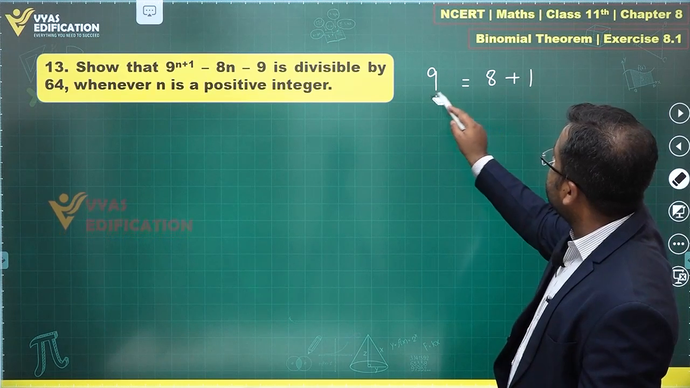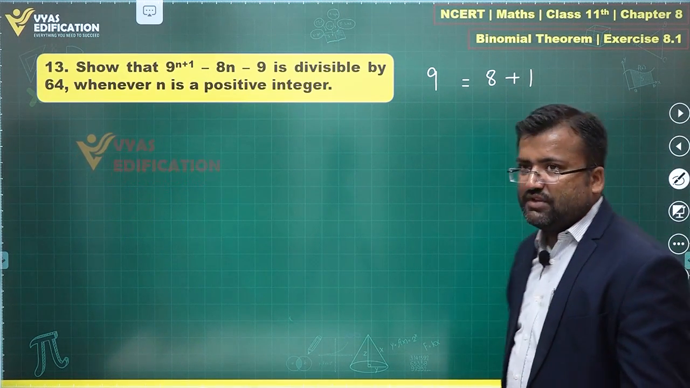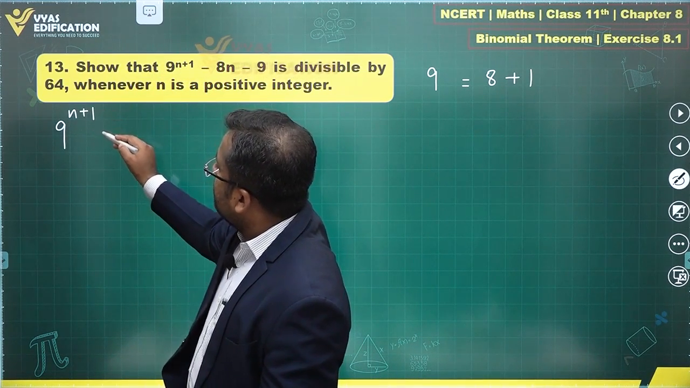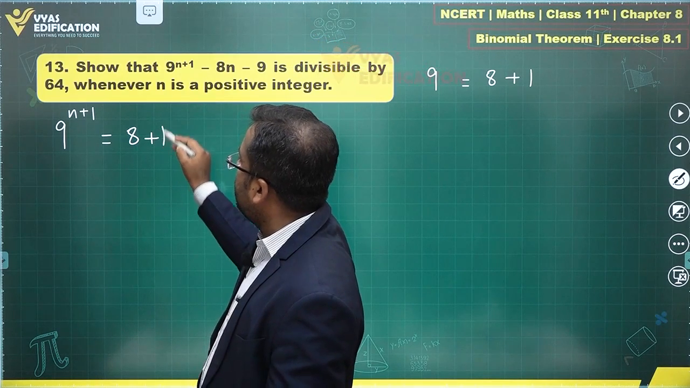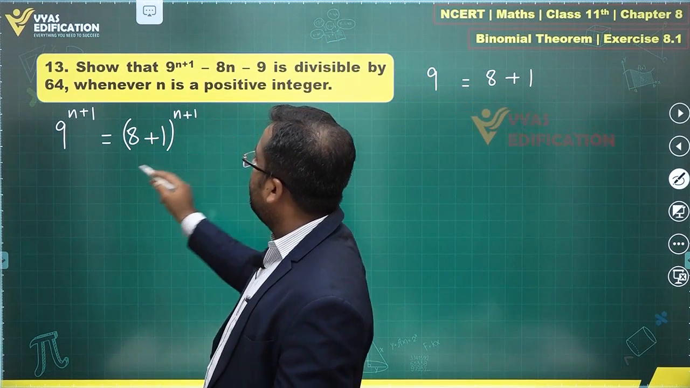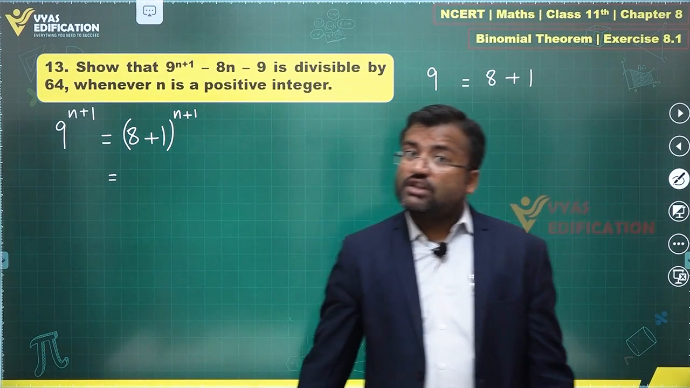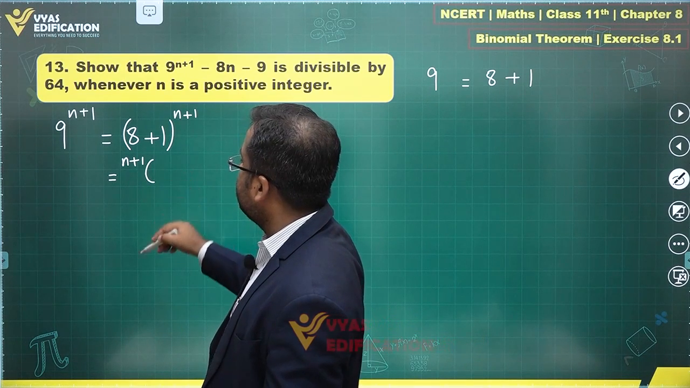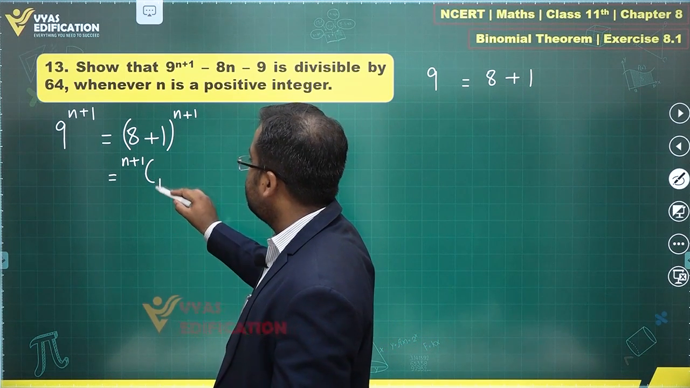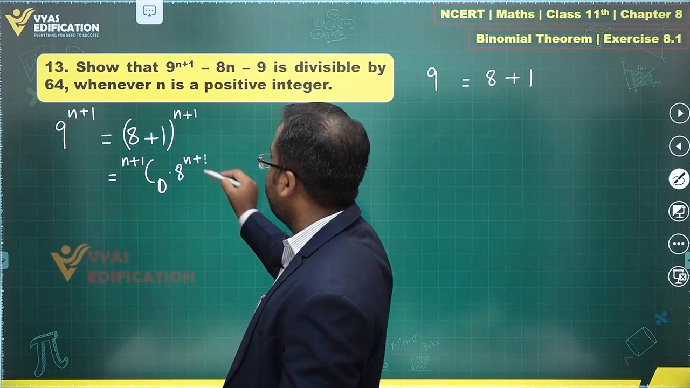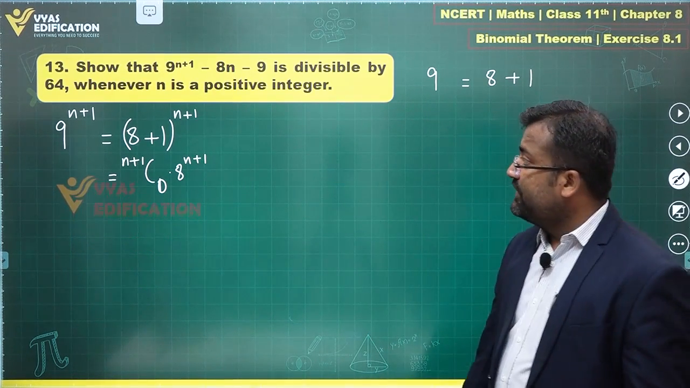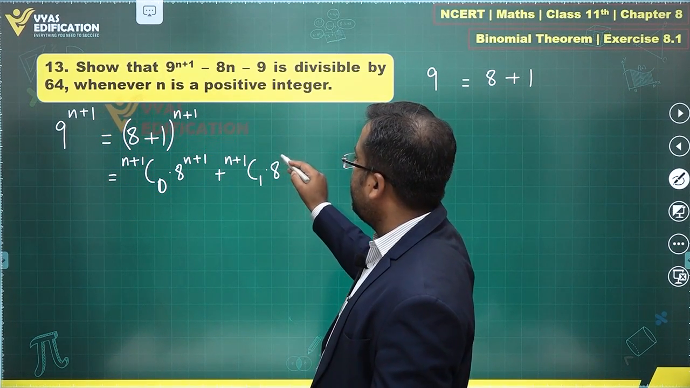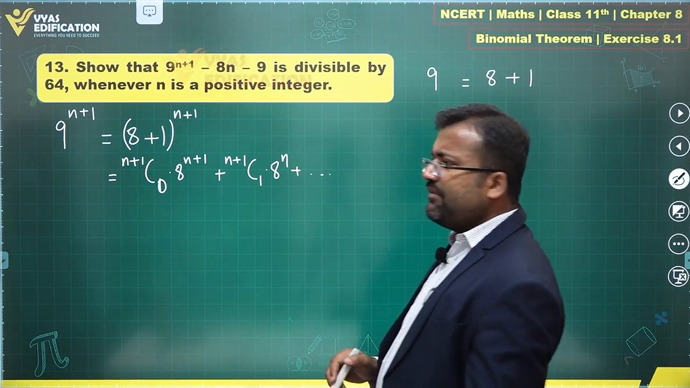So we can write 9 as 8 plus 1. That's the first thing that I observe. 9 can be written as 8 plus 1. So 9 power n plus 1, let's focus on this. This can be written as 8 plus 1 power n plus 1. And what does that simplify to? So this simplifies to n plus 1 C0 times 8 power n plus 1. Okay. That's the first thing. Plus n plus 1 C1 times 8 power n.